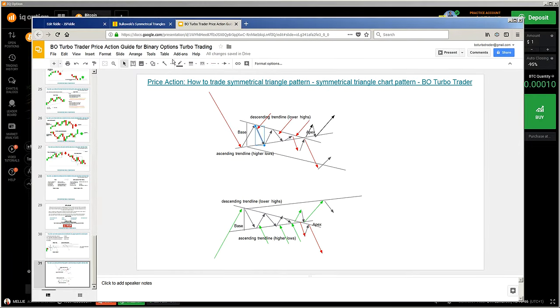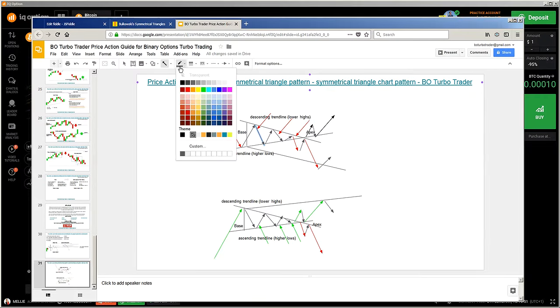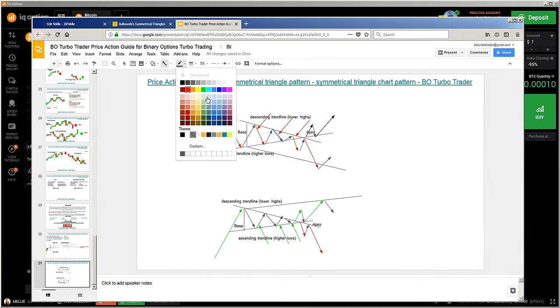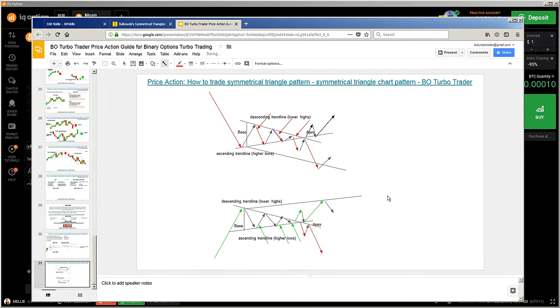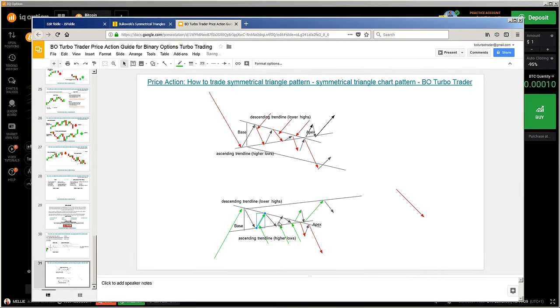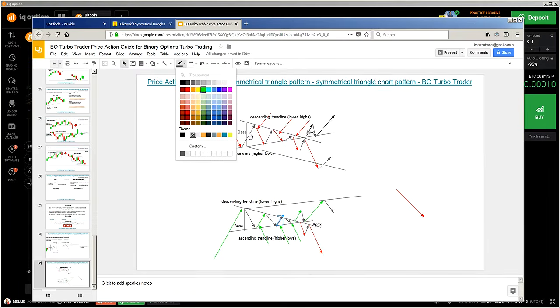Here, let me draw this in red so you understand this better. So this red, you know that you have to do the put. And this also, and here we have green, green, and green. I hope this was clear, and this is how you have to trade it. And this is how I have traded this also in the video.